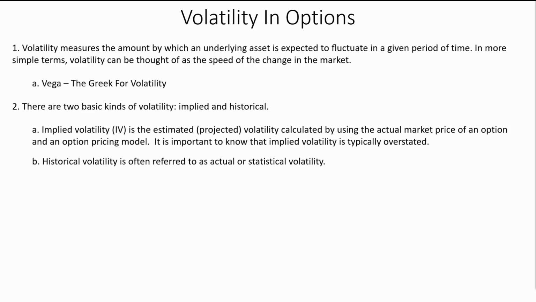Now, there are two basic kinds of volatility: implied and historical. Implied volatility is the one we make our trading decisions on. It's the projected volatility calculated from the market price of the option, using an option model like Black-Scholes, which you may have heard of.